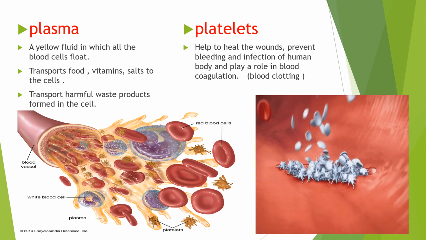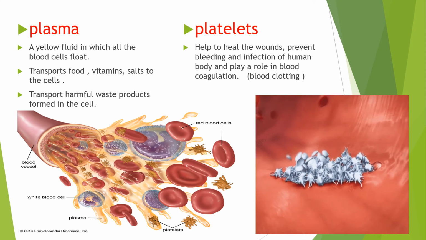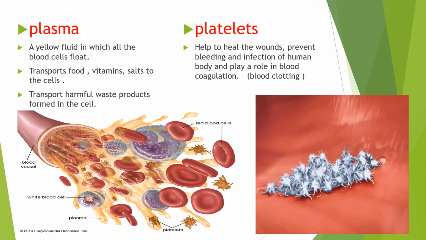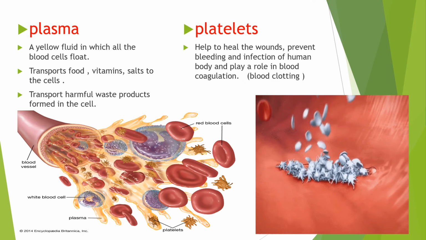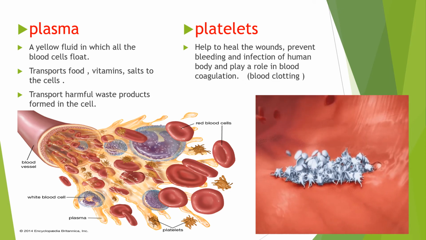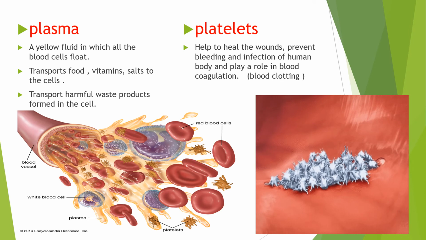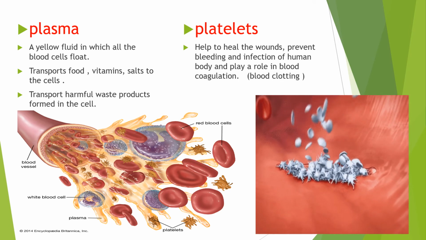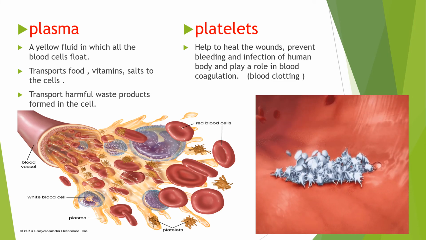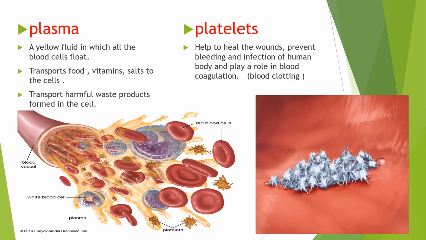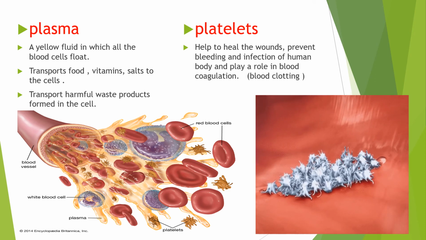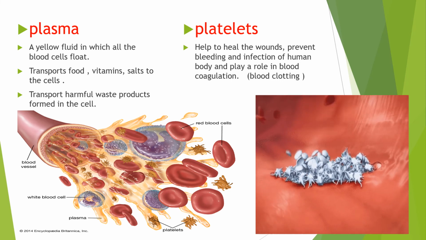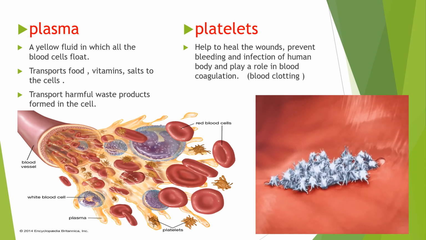The third component is the plasma. The plasma is a yellow fluid in which all the blood components float. It carries or transports food and vitamins and salts to the cell, and transports also the harmful waste and products out of the cell. Like here in the picture, the yellow liquid here is the plasma. It carries all the blood components, the red blood cells, the platelets, and the white blood cells, the food, the vitamins, the waste inside it.